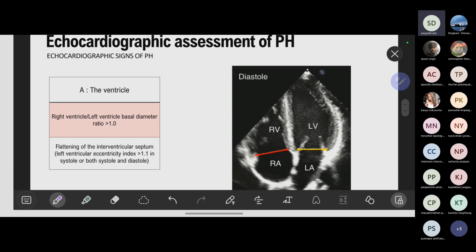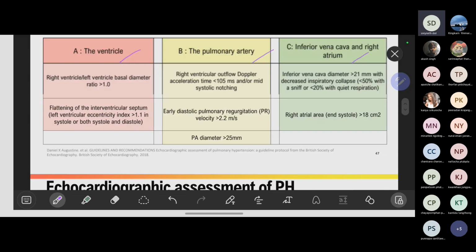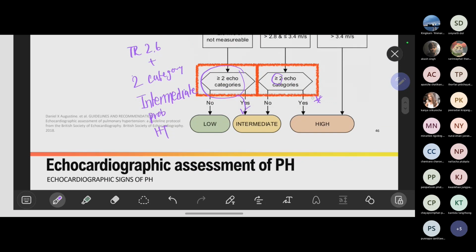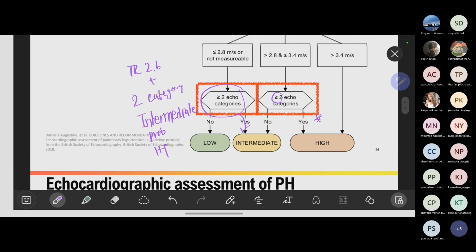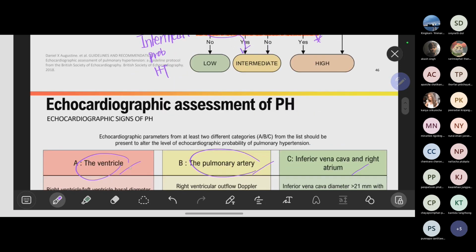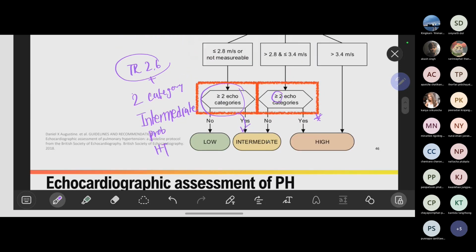So you mean it is like more than two echo signs, right, Ajahn? If the patient has an abnormal ventricle category and an abnormal pulmonary artery category, that means, for example, if the patient has TR 2.6 and has right ventricle abnormal and pulmonary artery abnormal, the probability of pulmonary hypertension should be intermediate. Okay, thank you.